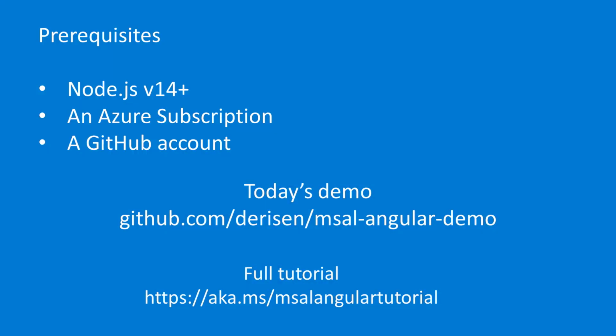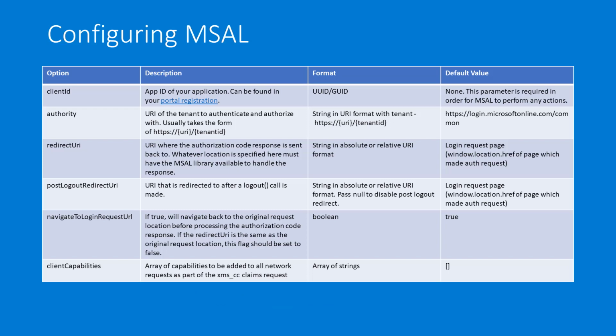As always, let's cover some prerequisites. You'll need to have Node.js version 14 or later on your system. You're also going to need an Azure subscription, especially for deploying our apps to static web apps. And then you're going to need a GitHub account if you'd like to use GitHub to deploy your apps. OK, so I'll take a break from the slides here, and I'll show you what I have.